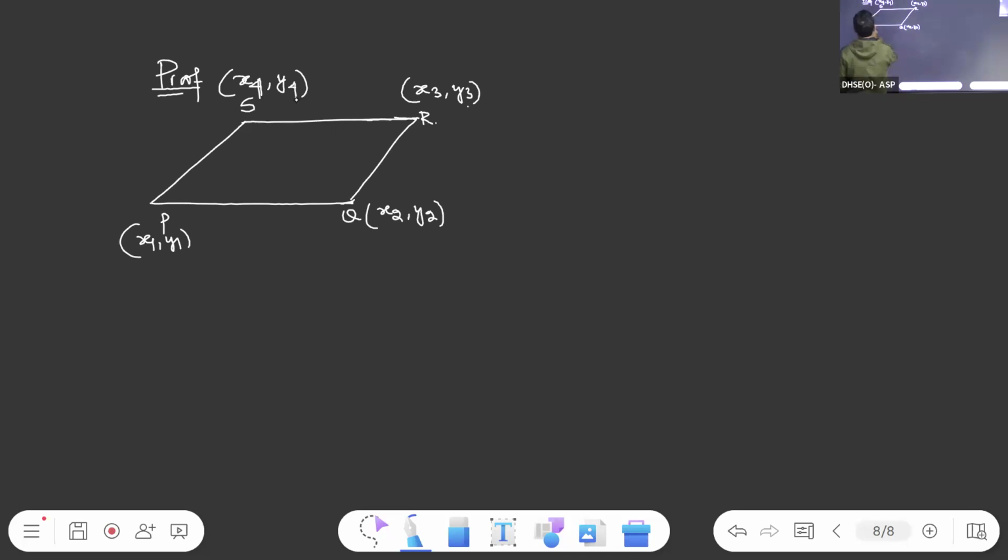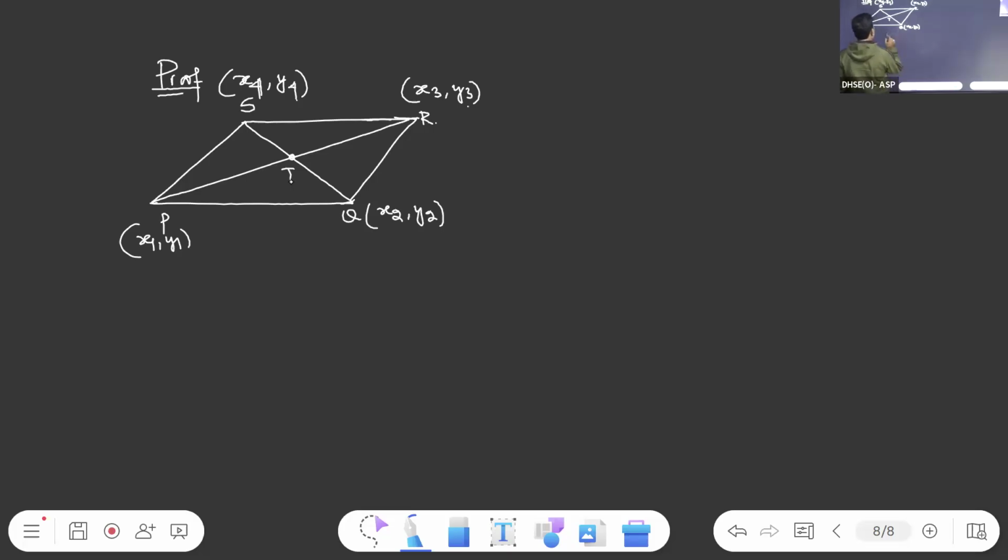You know, diagonals of a parallelogram bisect each other. PR is a diagonal. QS is another diagonal. Let T be the point of intersection of these two diagonals. So diagonals of a parallelogram bisect each other. That means PT is equal to TR and ST is equal to QT. So T is the midpoint of PR as well as QS.